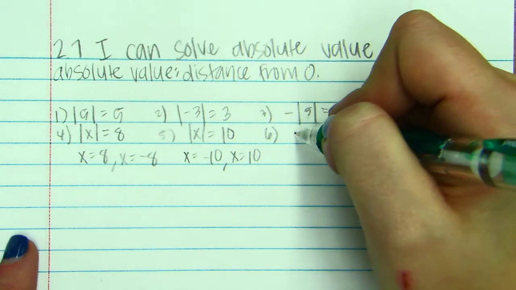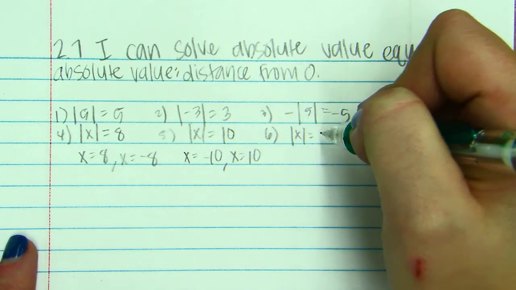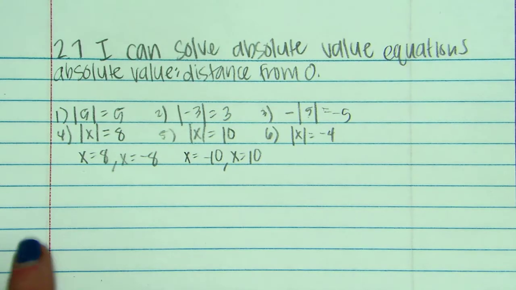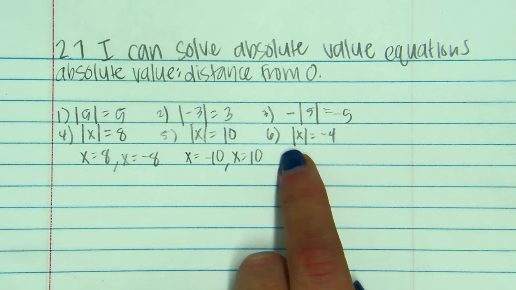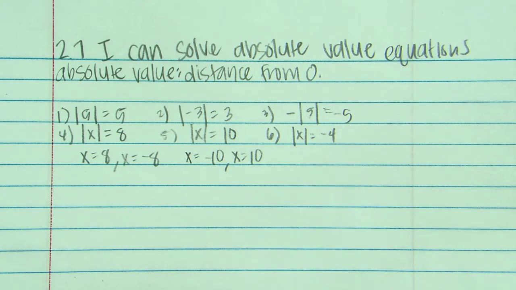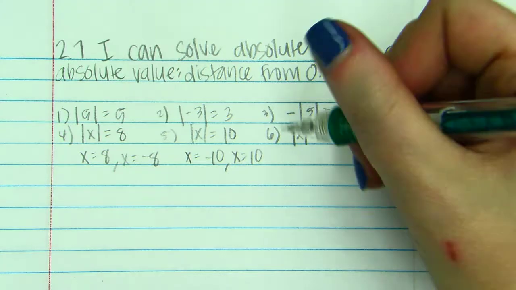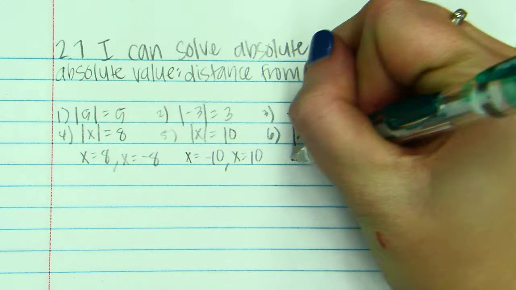Okay, the last example is the absolute value of x equals -4. We can never have a negative absolute value or a negative distance, so there's nothing I can plug in for x that will give me an absolute value of -4. Nothing can be -4 units away from 0, so this one is no solution.